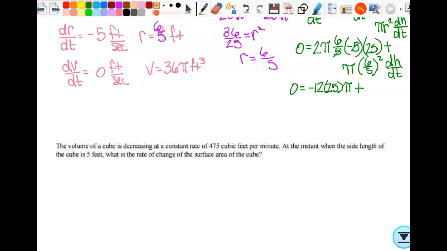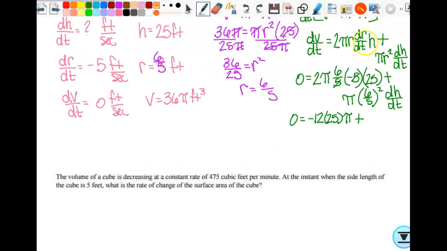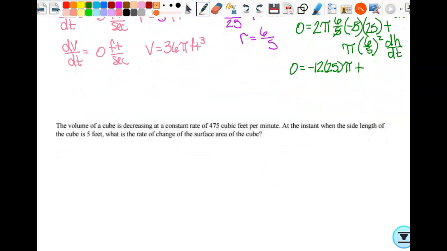What did I do? No, well, hang on. This is r, this is dr dt, which is negative 5. And I just canceled it with that 5 just because that was an easy thing to do. You don't have to, but I just did because if I can get rid of my fractions, I'm going to get rid of my fractions. And then this is 36, oh, that is a pi. 36 over what? 25 times pi dh dt, right?